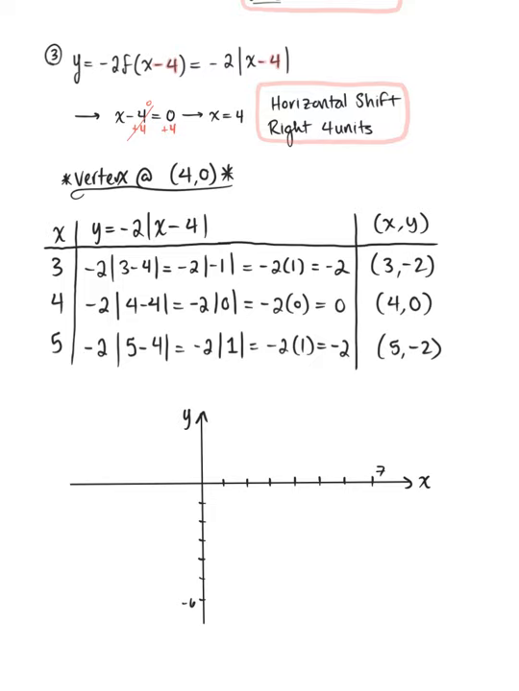So we have a vertex at the ordered pair 4, 0. We also know that we have the ordered pair 3, -2, so right about there. And then last but not least, we have the ordered pair 5, -2. Now the shape of this graph has not changed, so we can simply connect these points with a straight line to see the graph of this absolute value function. And so there we have it. Here is the graph. y is equal to -2 times the absolute value of x minus 4.